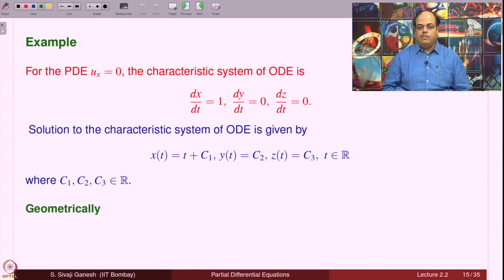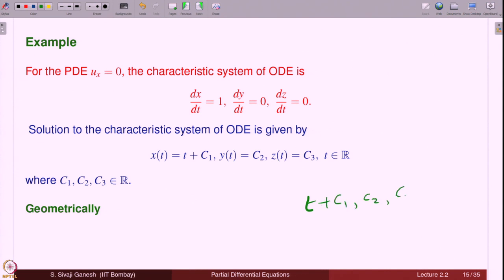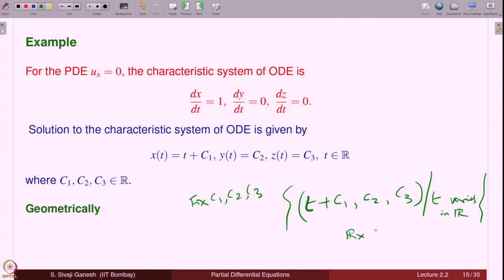Now, what is it geometrically? What we have to look at is this 3-tuple, t plus C1, comma C2, comma C3, as t varies in R, t belongs to R. This is what we have to look at. Of course, to write this down, fix C1, C2, C3. This is a line, right? Second coordinate, third coordinate are fixed, first coordinate will give you entire R. So, this is precisely R cross singleton C1 cross C2 cross C3. Second coordinate is fixed, third coordinate is fixed, first coordinate can be any real number. So, that is what we get.